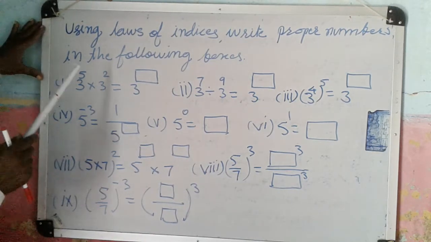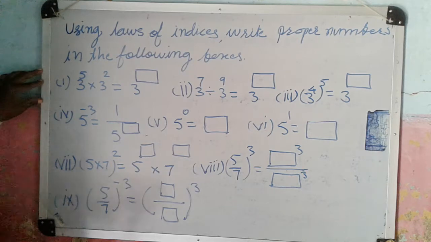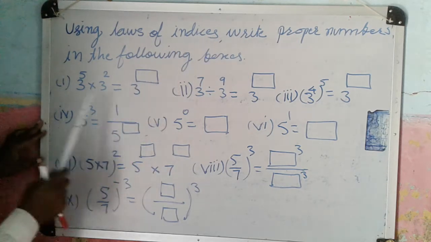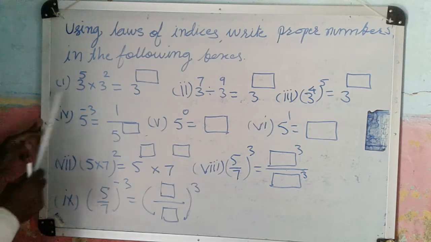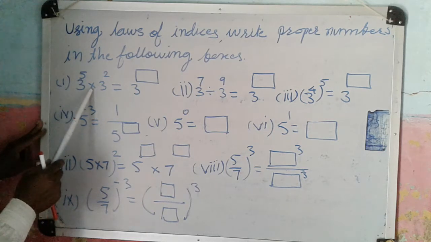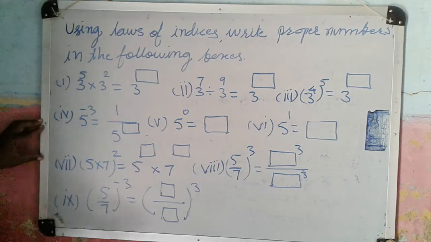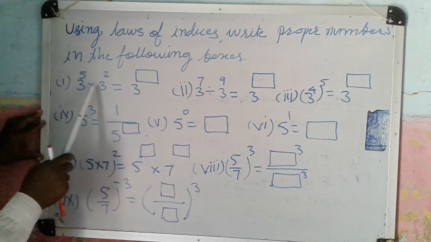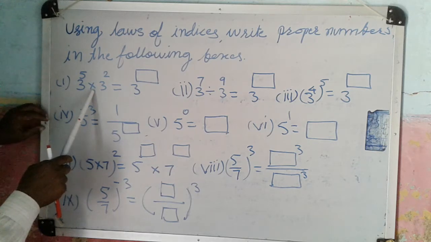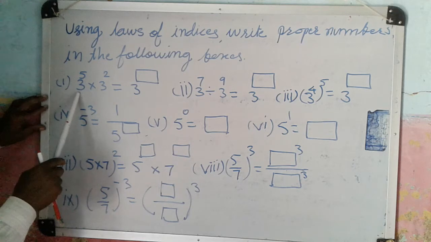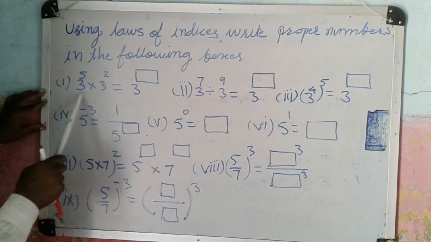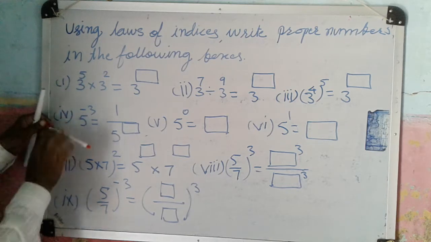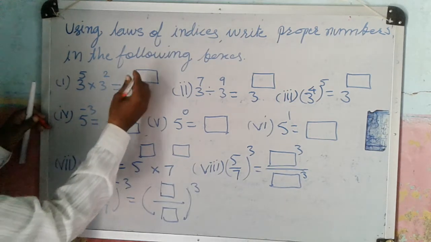Now using the laws of indices, write proper numbers in the following boxes. Here first example, 3 raised to 5 multiplied by 3 raised to 2. Here the base is 3 and there is a product. So according to the first law, add the indices here. That means 5 plus 2. So here we get 3 raised to 7.